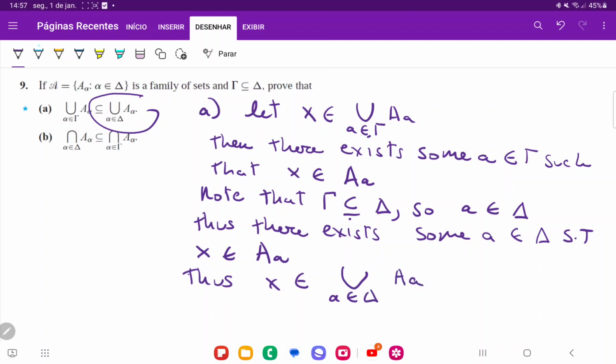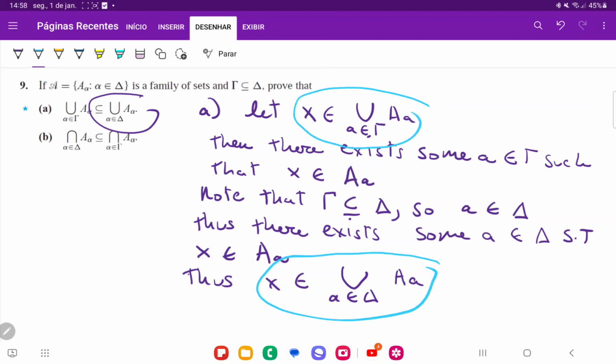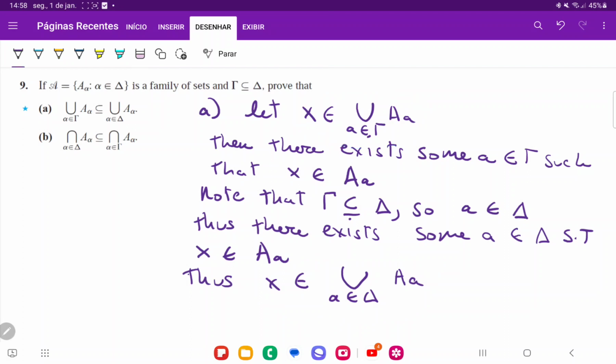So we took some element that was in this union over gamma and then showed that it must be in the union over delta. So the conclusion is that the union over gamma of A sub A is a subset of the union over delta. Okay, and that is it for item A.